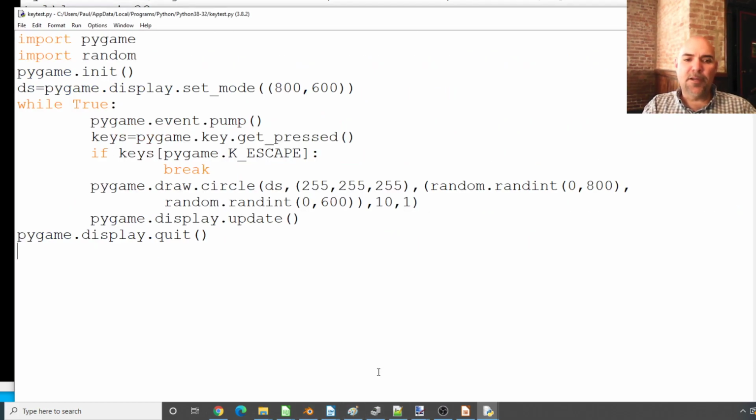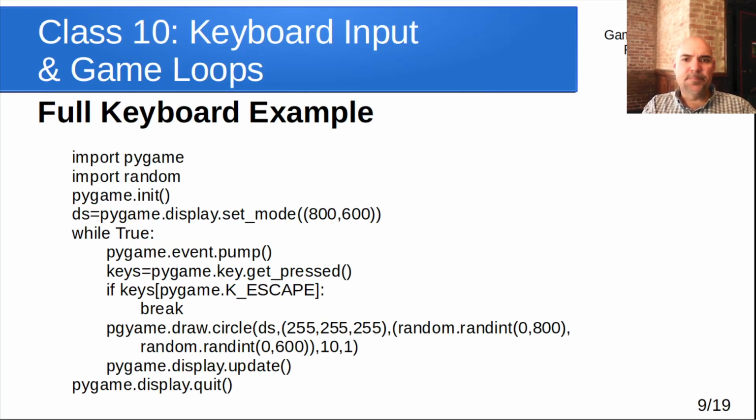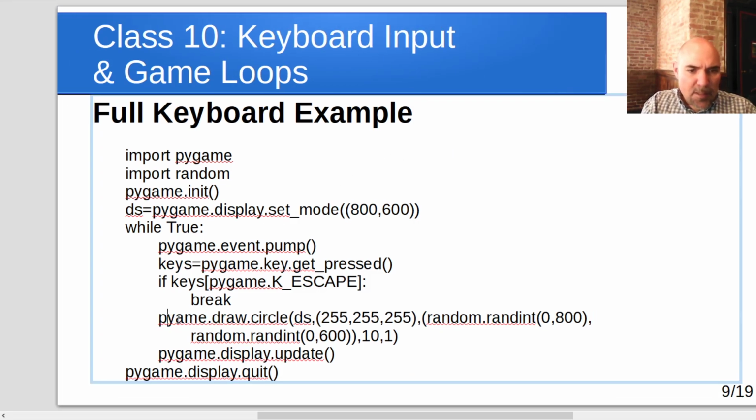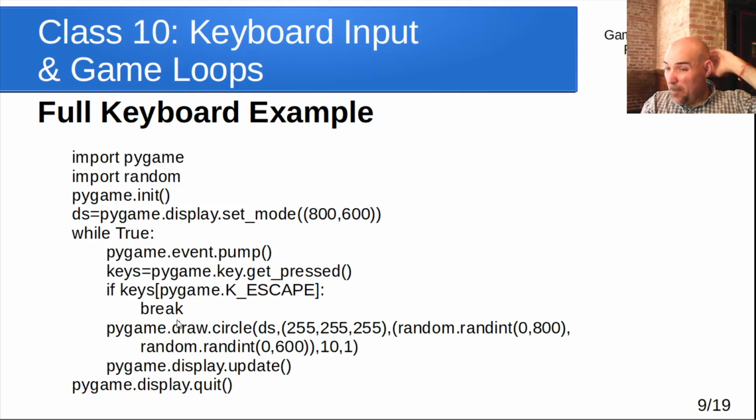So back to the program. There's what the program looks like. All right, let's go back to the slides. And let me fix that typo in here real quick. Pygame. Okay. All right, so there's our example code that's doing something with that key press.